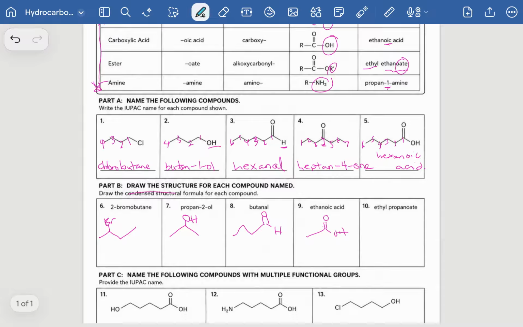And then this last one, ethyl propanoate. Propane is our chain that's attached to the double bond to oxygen, and that's 3 carbons, so 1, 2, 3. Double bond oxygen, single bond to an oxygen, which is connected to an ethyl group. So 1, 2.